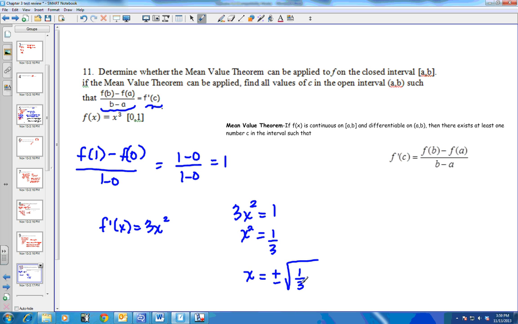Now here's the deal. We only care about the answer that falls within our interval. So I do not have to worry about the negative one. So my answer is the square root of 1/3. And that's my answer.